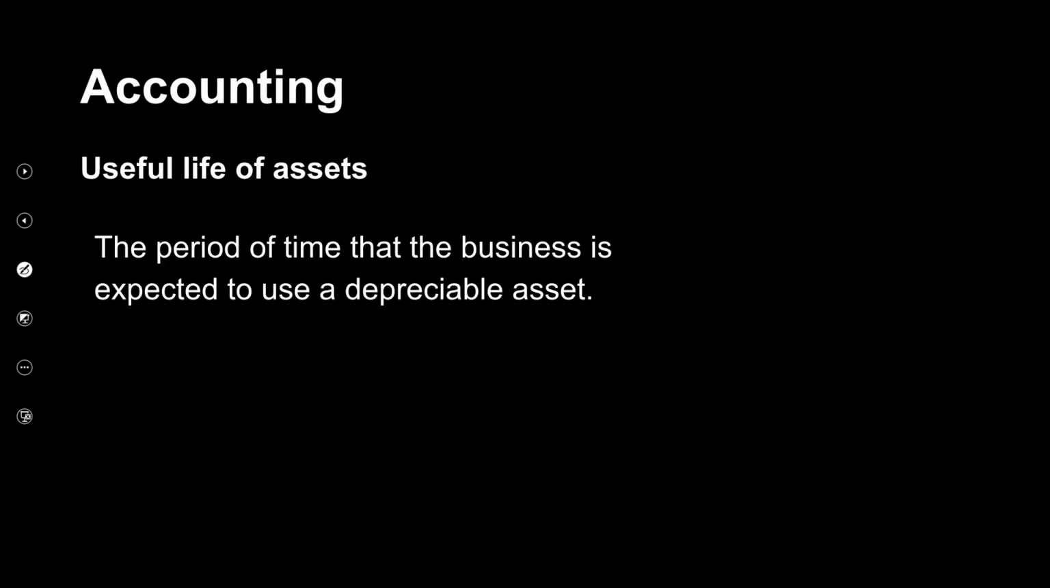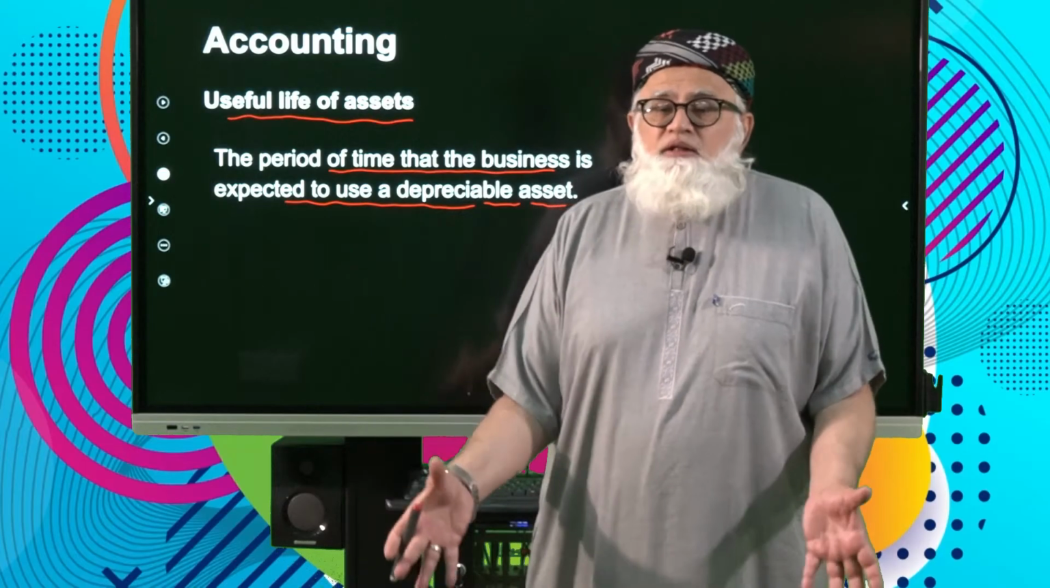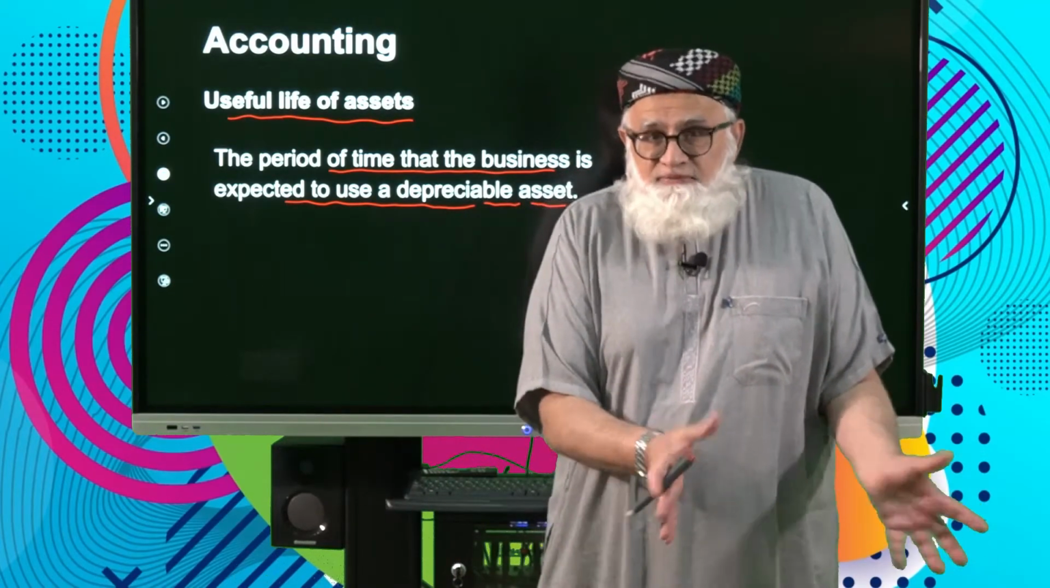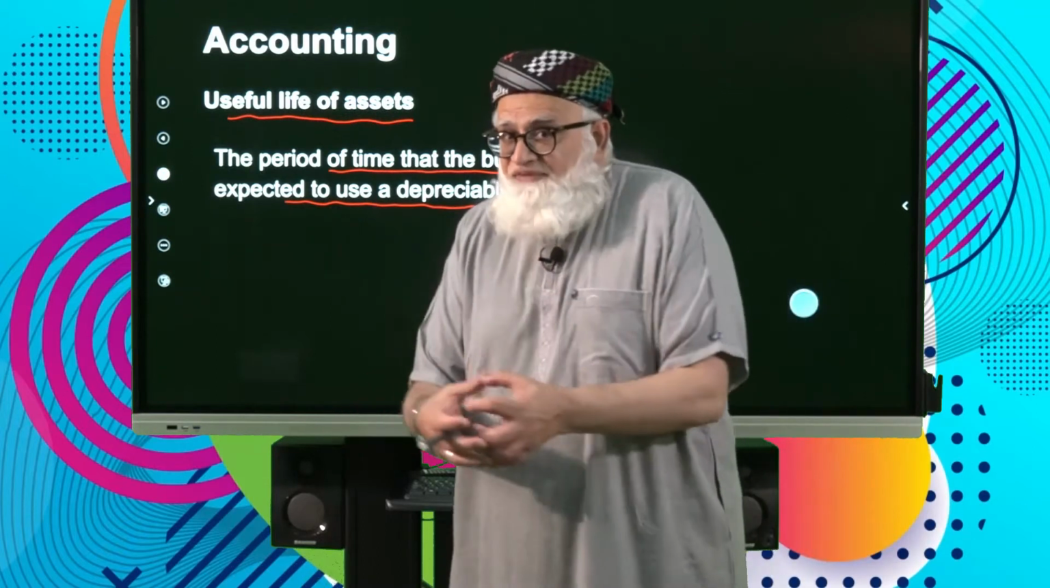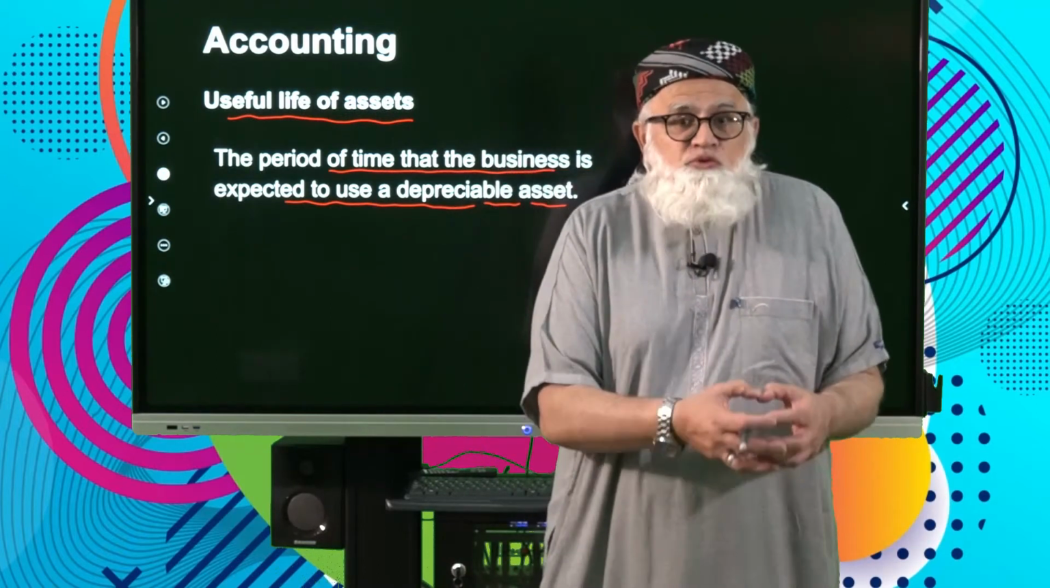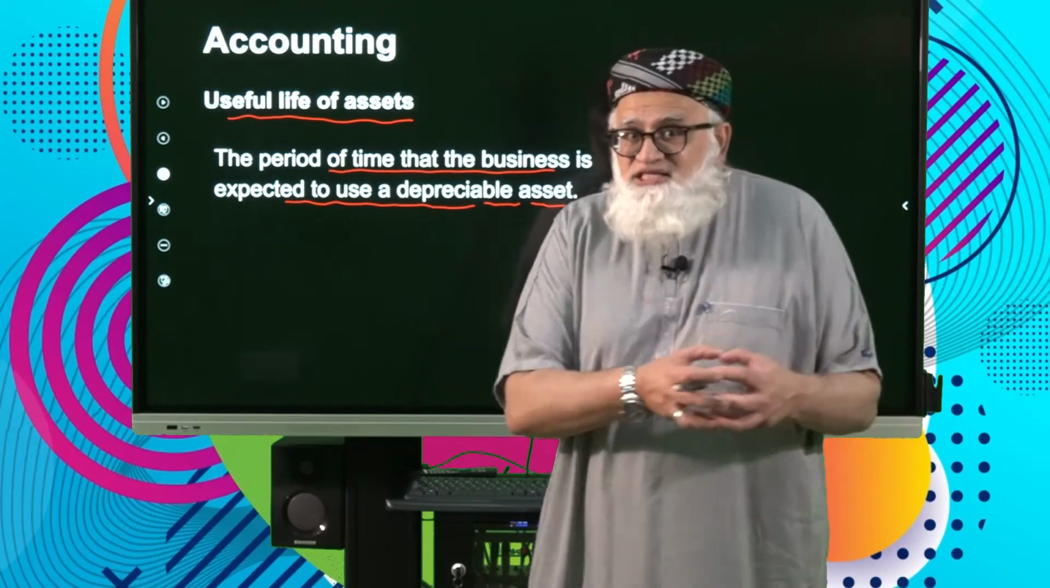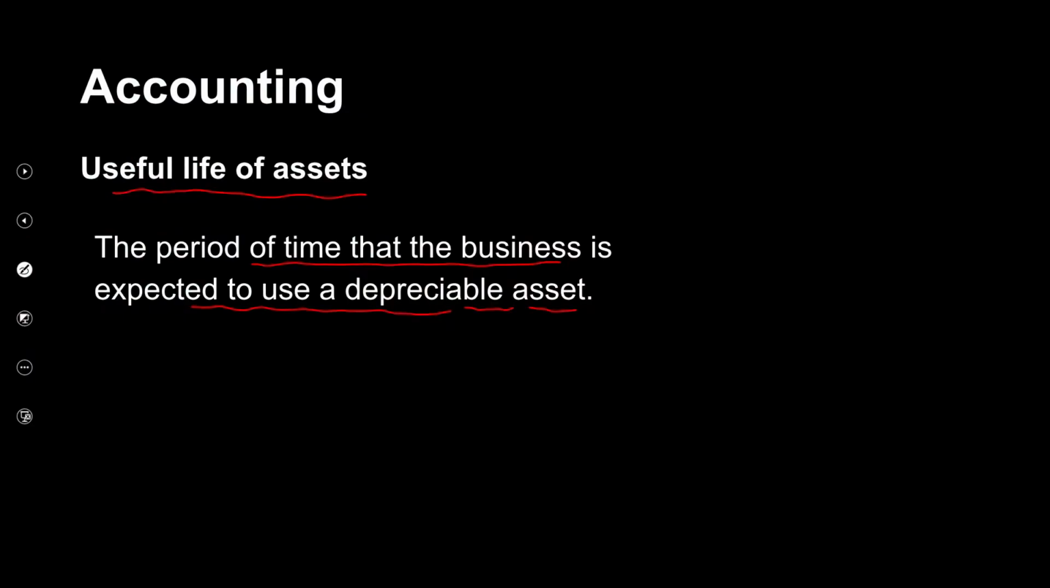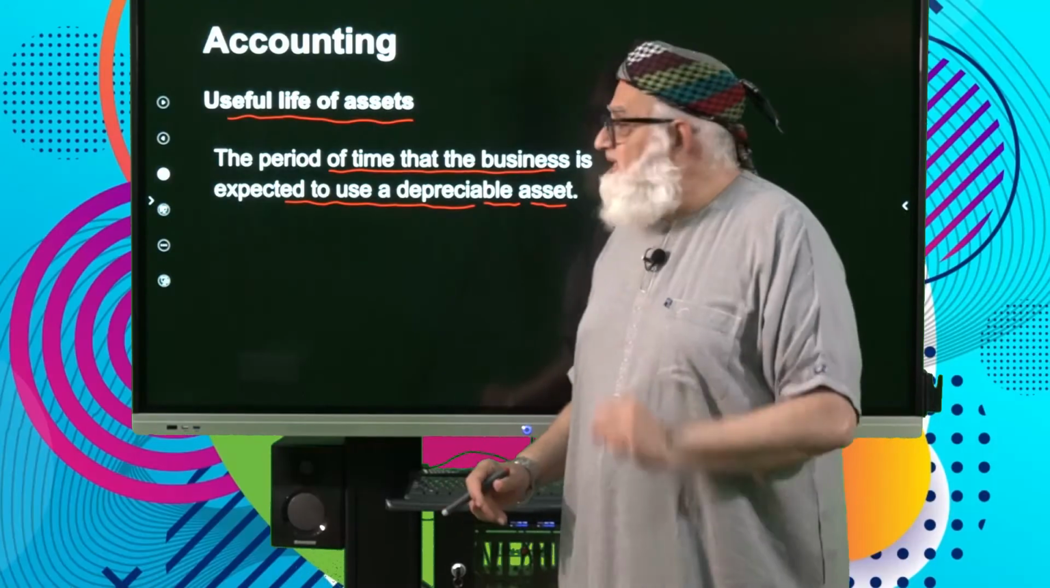The useful life is the period of time that the business is expected to use a depreciable asset. Remember, we're talking about the useful life of the asset. So if we're looking at that laptop and we said, okay, we're going to use it for 3 years, that means that the useful life of that asset for your business would be 3 years. This means, therefore, that within a space of 3 years, you are expected to use that asset. So it has a lifespan of 3 years.